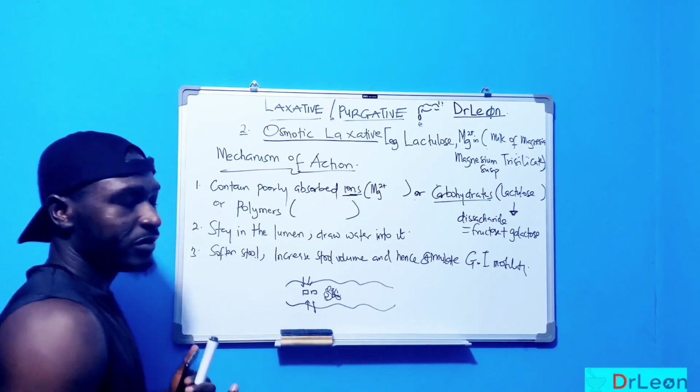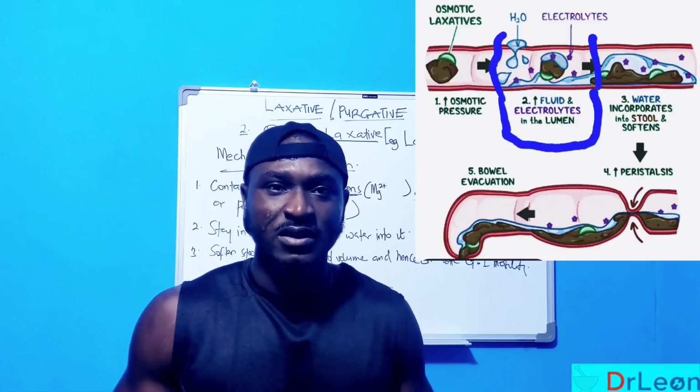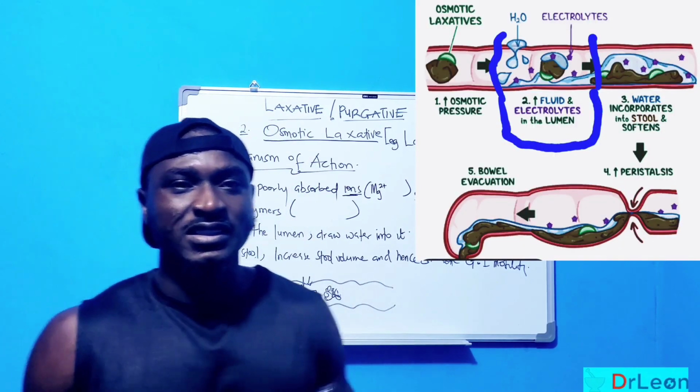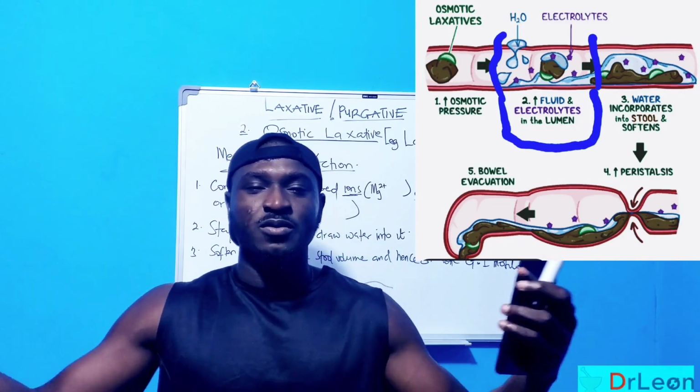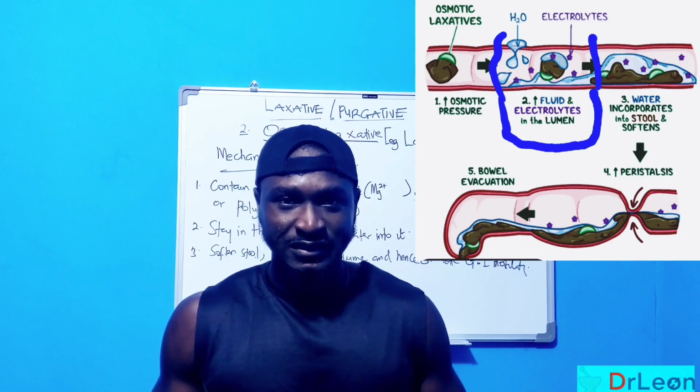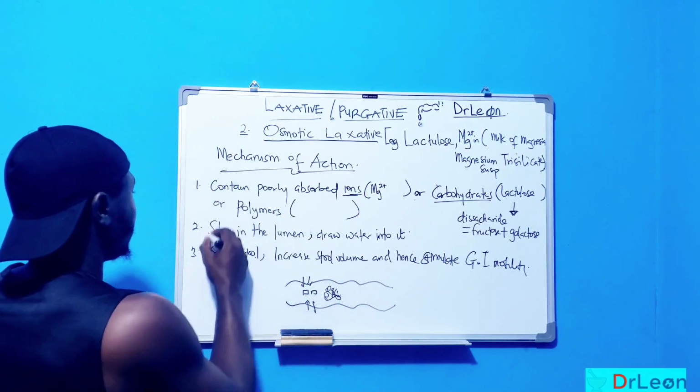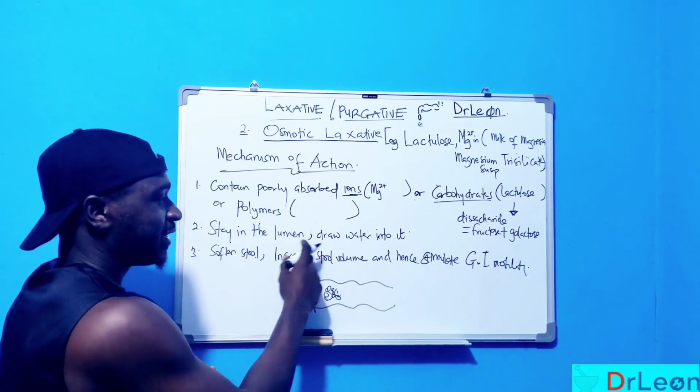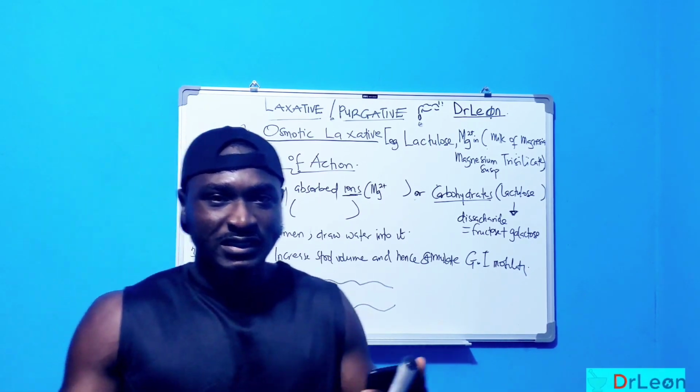They stay in the lumen. They are trapped in the lumen, and then as osmotic laxatives, they draw water from the blood into the intestine. So they stay in the lumen, and they draw water into the intestine.